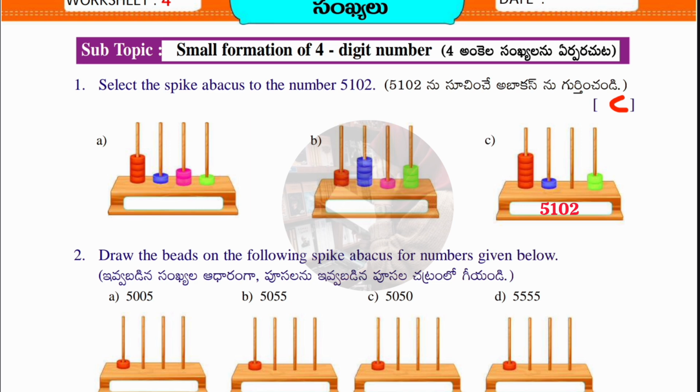Let's see the second question. Draw the beads on the following spike abacus for the number given below. Here we have given 4 abacuses. For each abacus there is a number. So now what do we have to do?